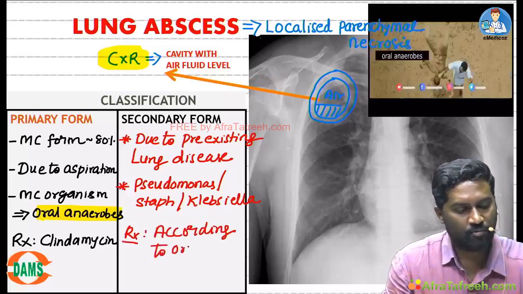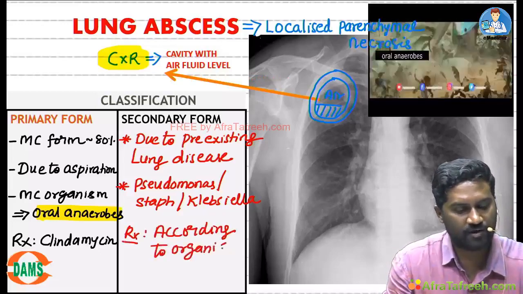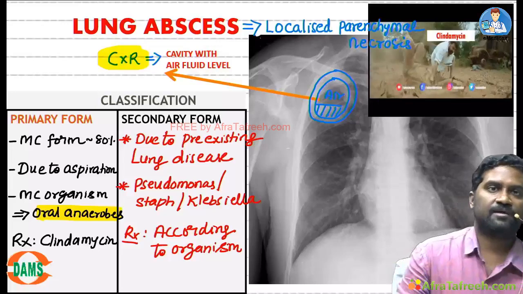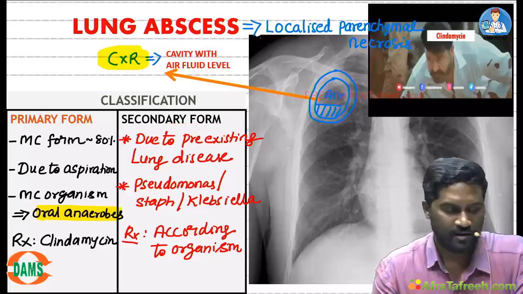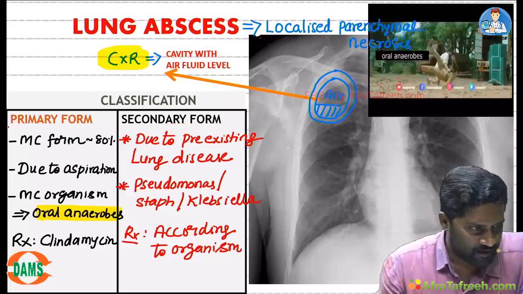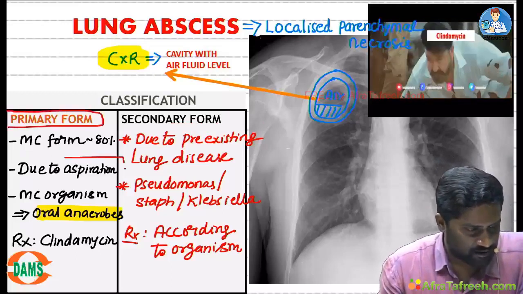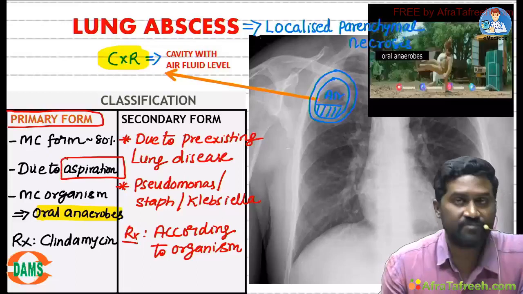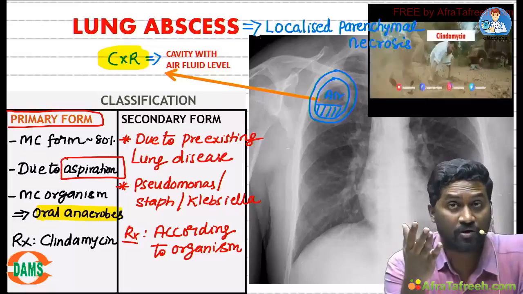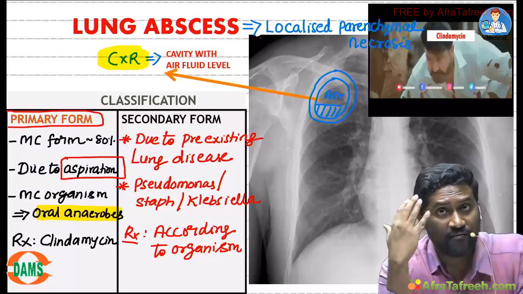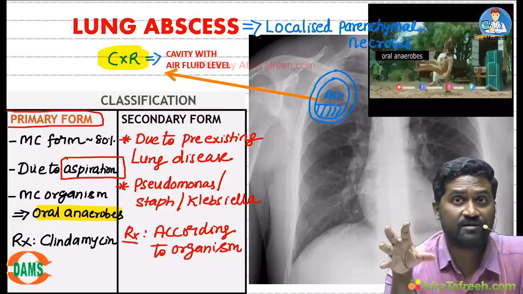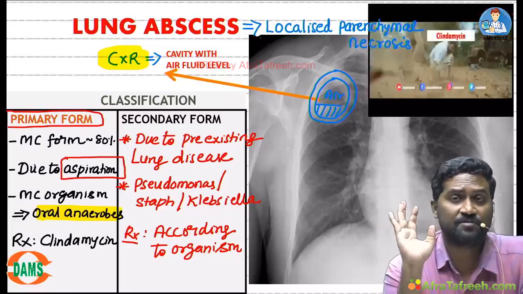You know what to give for Pseudomonas, what to give for staph, what to give for Klebsiella. So important point here is primary form is most common form. It is generally happening due to aspiration. In whom will you suspect aspiration? Alcoholics you suspect aspiration. When patient is having some neurological disease, in them also you suspect aspiration.